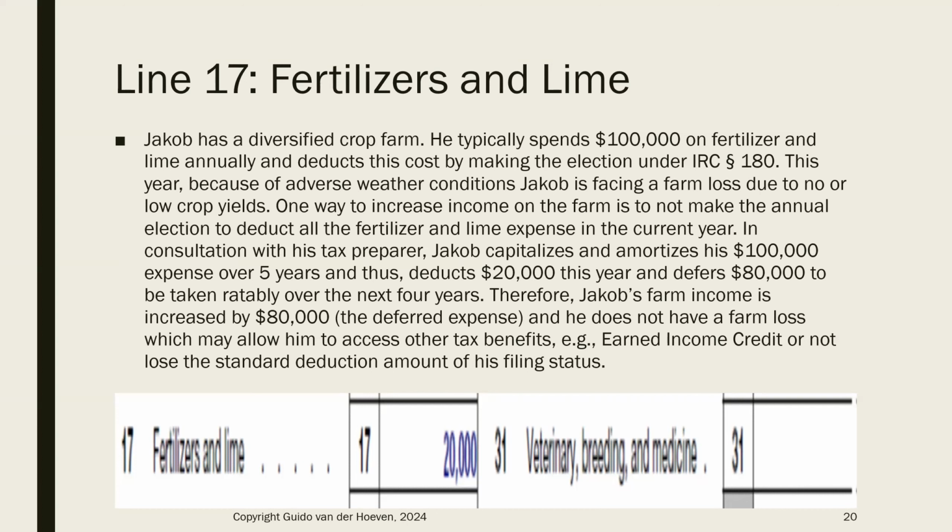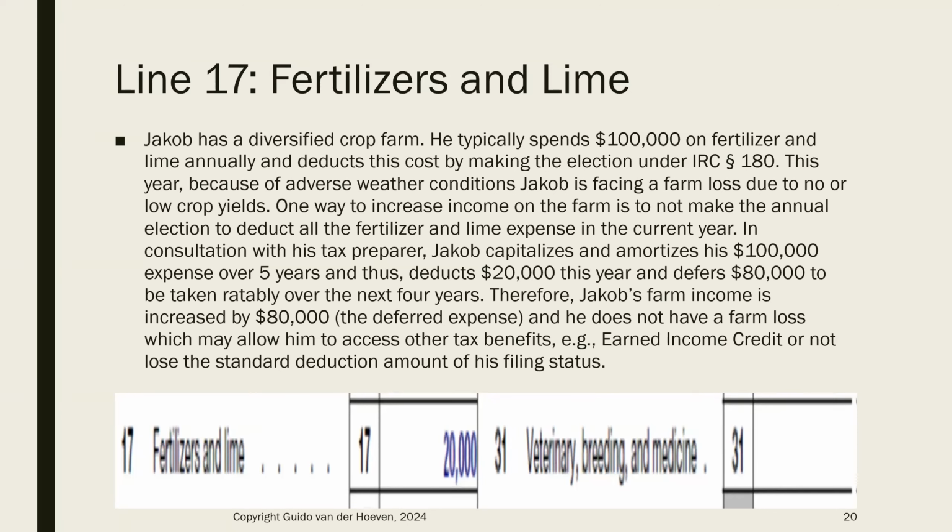And so what he decides to do is he capitalizes and then amortizes his $100,000 expense and deducts $20,000 this year, thereby increasing his farm income by $80,000. And he's deferring his $80,000 to be taken ratably over the next 4 years. So his income is increased by 80 grand. And he doesn't have a farm loss.